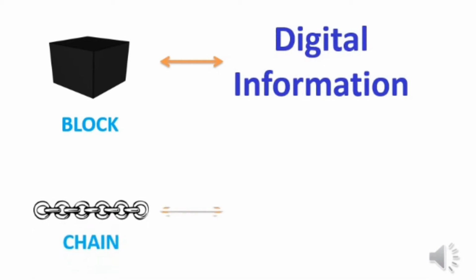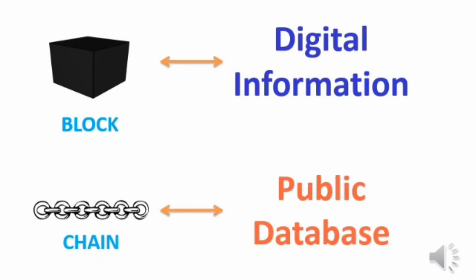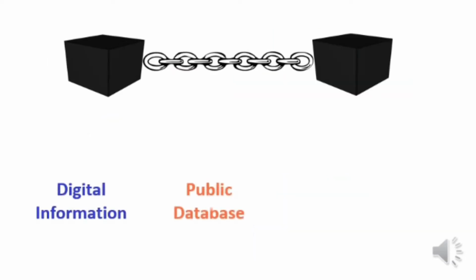A blockchain is a distributed, decentralized public ledger. In basic language, it is just a chain of connected blocks that encloses some information. It consists of two parts, block and chain. Block refers to the digital information stored on a chain, which represents a public database.